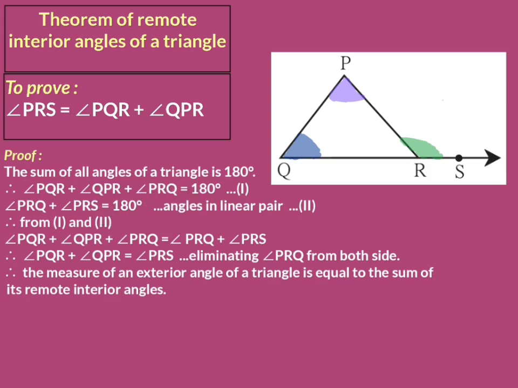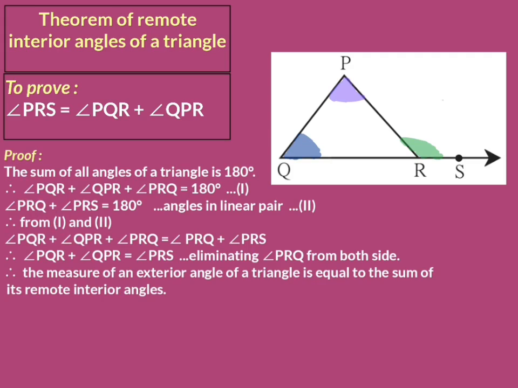Now observe these two statements, statement number 1 and statement number 2. What is same in these two statements? Correct. Their right hand sides are same, that is 180 degree, 180 degree. Since the right hand sides of these two equations are same, the left hand sides will obviously be same. Now we'll equate these two left hand sides. From 1 and 2 we can write angle PQR plus angle QPR plus angle PRQ is equal to angle PRQ plus angle PRS. Means these three angles are equal to the sum of these two angles.